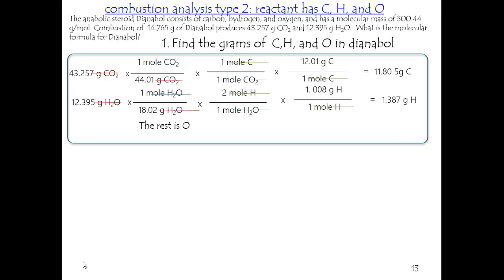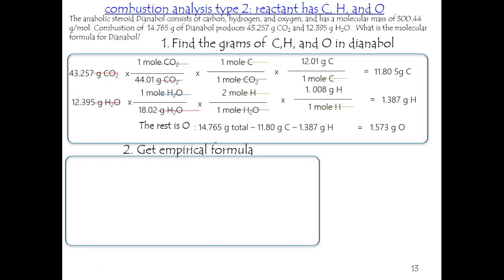Now let's see, we started with 14.765. We could go ahead and do the same calculation, but let's save some time and say that the rest, which is 1.573 grams, is oxygen. So that's the gram amounts of carbon, hydrogen, oxygen that must be present in dianabol, right? Let's get an empirical formula.